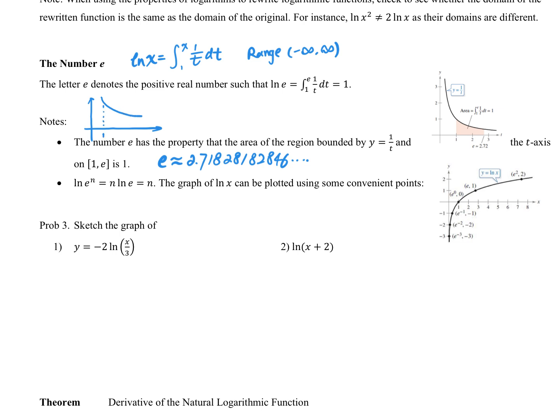So let's prove that ln2, which means the area from 1 to 2, is actually less than 1, so that e has to be greater than 2. That means ln2 is less than 1. So let's find the Riemann sum using two subintervals. That means the midpoint value is 1.5, which means 3/2.